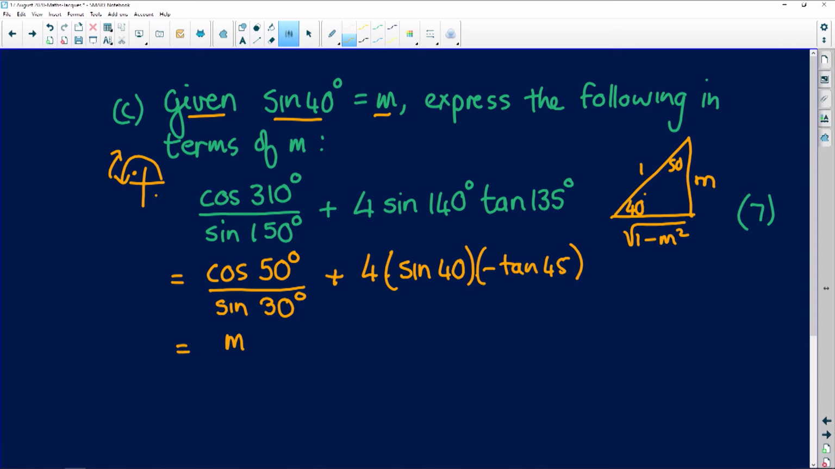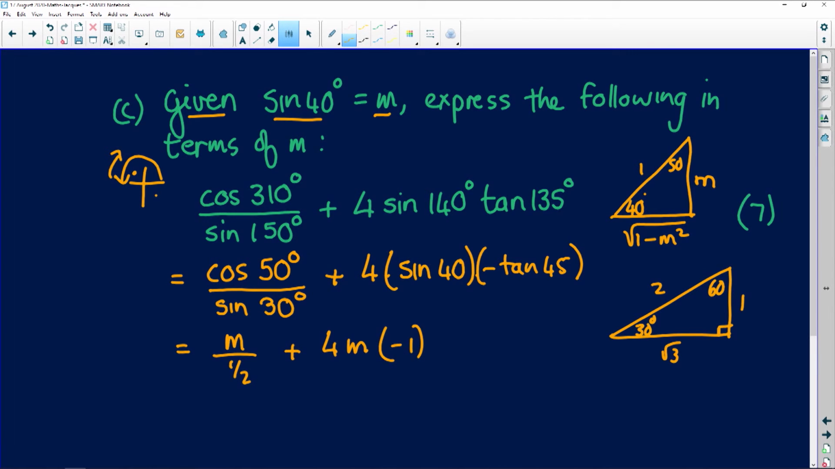and our sine of 30, now remember your special angle triangles, know them off by heart. This is 60, that is 30, that's 1, 2, and that's root 3. The sine of 30, 1 over 2. So this becomes m over a half. Plus, over here we have 4m times minus 1. The tan of 45 is indeed a negative 1. So here we end up with 2m minus 4m, and that gives us a result of minus 2m.